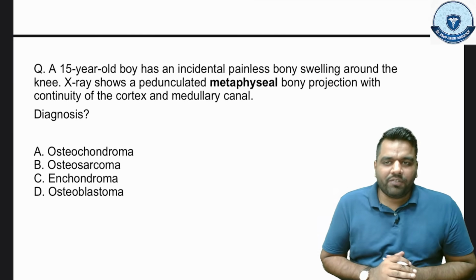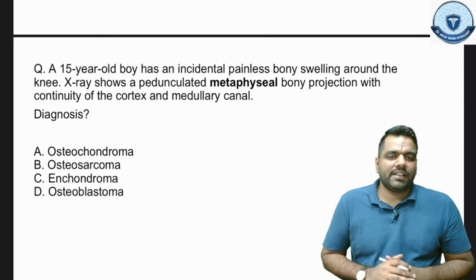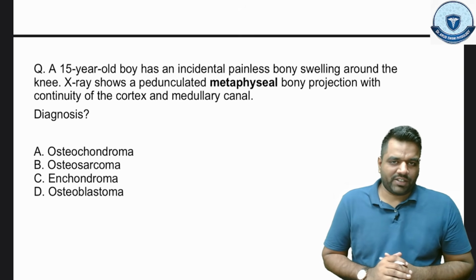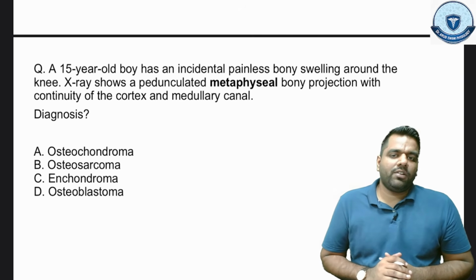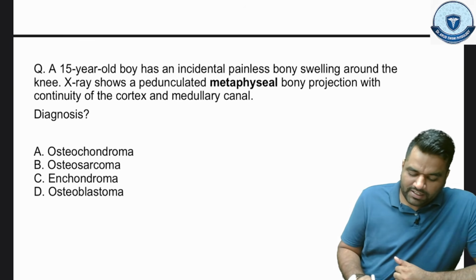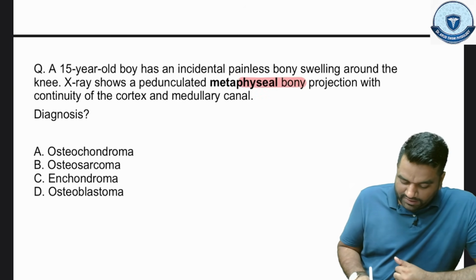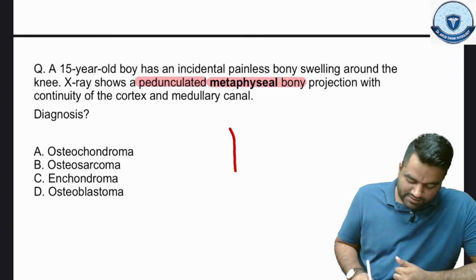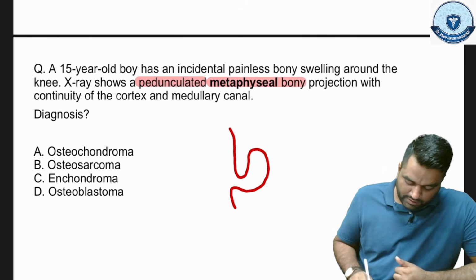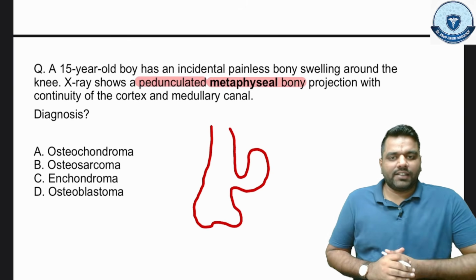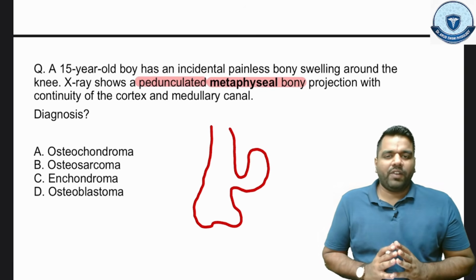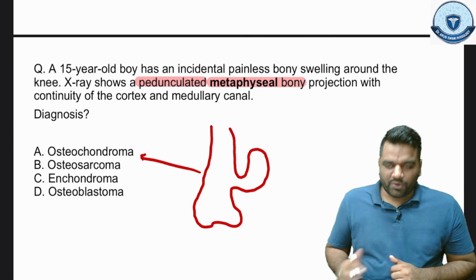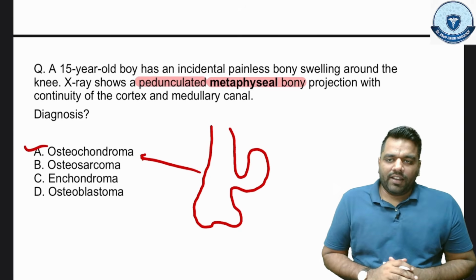And the last question, a 15-year-old boy has an incidental painless bony swelling around the knee. X-ray shows a pedunculated metaphyseal bony projection with continuity of the cortex and medullary canal. So where is the lesion? The lesion is clearly given in the metaphyseal area, and this is pedunculated, meaning it is originating from the bone like this. We know very well that this is your osteochondroma, right? So the right answer is option A, osteochondroma.